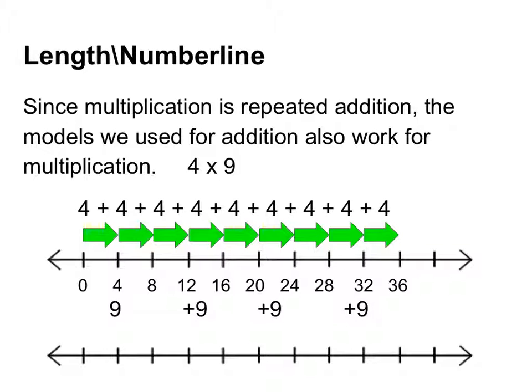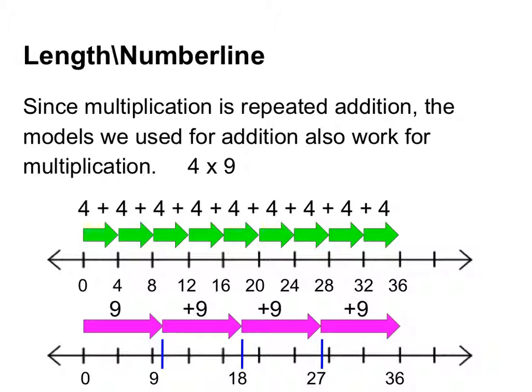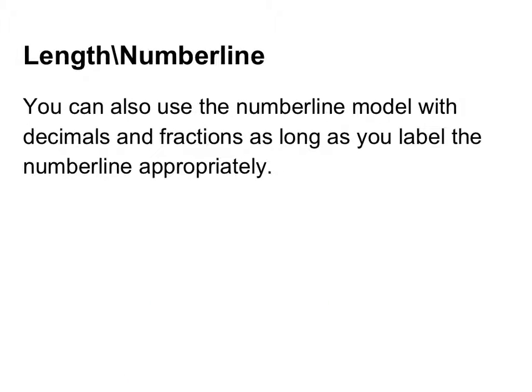Or we can think of this the other way. This could be 9 added together 4 times. And this time I would have these purple arrows, each one being a length of 9. So then I would add 1, 2, 3, 4 of those. And you notice that you still end up at the same place. You still end up at 36. You can also use number line model with decimals and fractions, as we did with adding and subtracting. You just need to make sure that you label the number line appropriately.